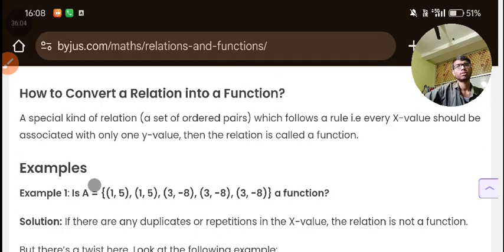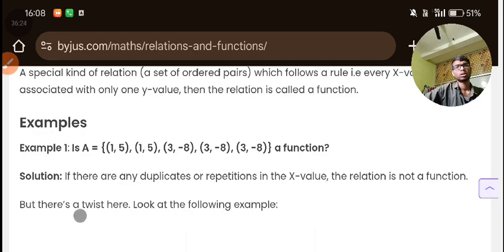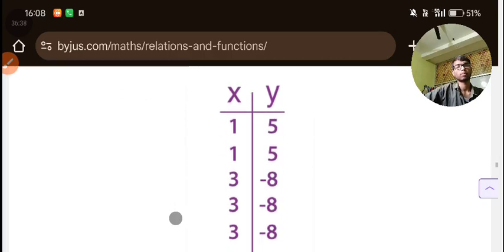Okay. How to convert a relation into a function? For example, we have this, and it is a function. If there are any duplicates or repetition in the x values, the relation is not a function. There should not be repetitive domain values. But there is a twist here. Look at the following example.